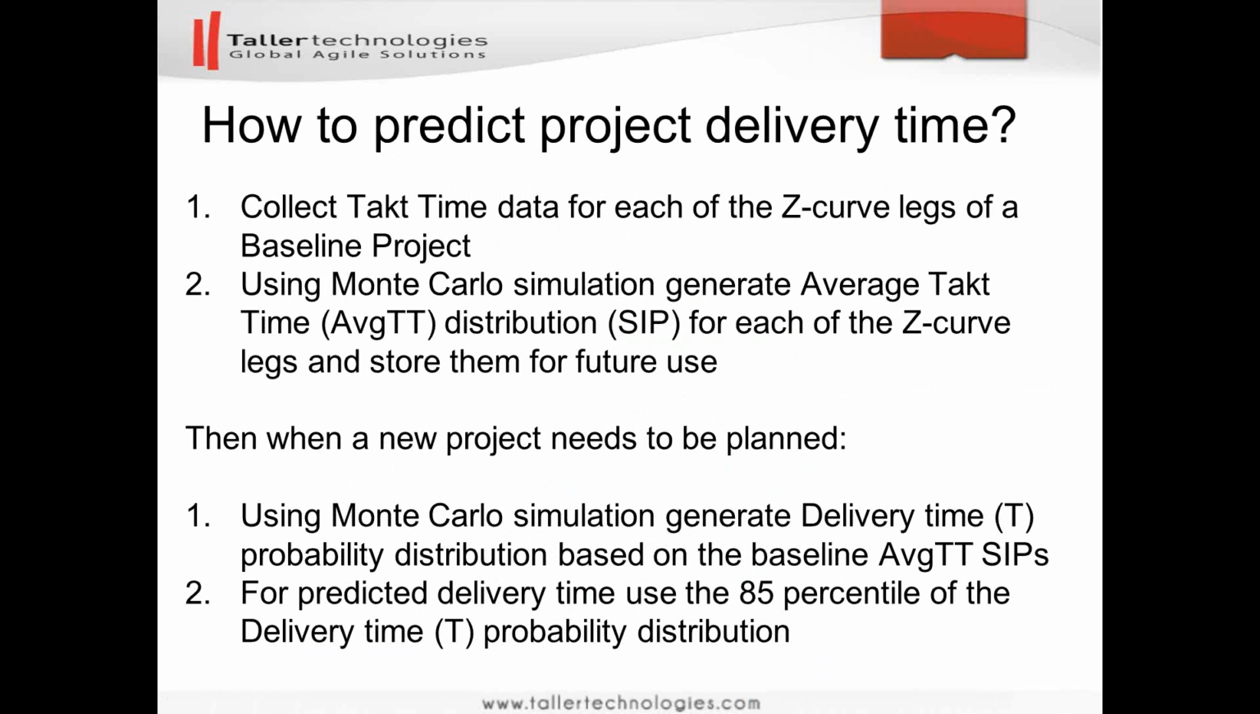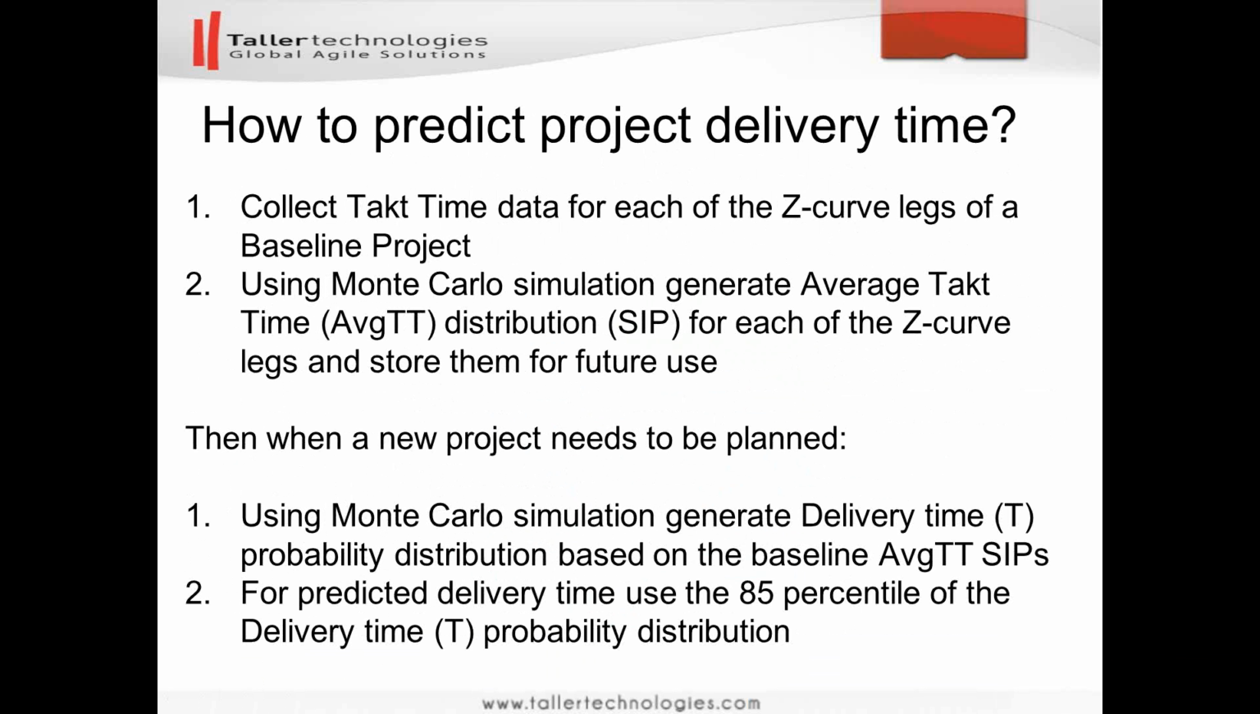So first, again, we have a range of types of projects, context dependent, and based on this historical data, we will be generating average tag time distributions and using this generated distribution for projecting future delivery dates for future projects. The mathematical name for this approach, I believe, is called reference class forecasting.